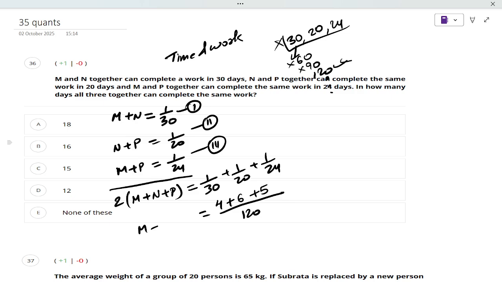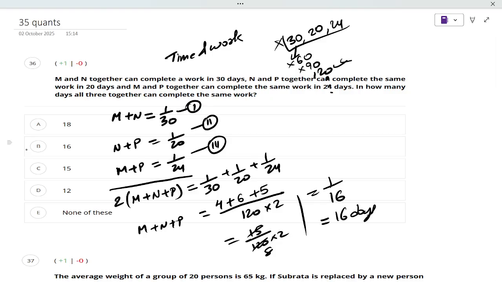So here M plus N plus B. Now if we kick this 2 to the right hand side, then this becomes division. Now are we getting 15 by 120 into 2? So 15 1 times, 15 8 times. Now are we getting 1 by 16? Yes. So M plus N plus B, 1 day work is 1 by 16. So they can finish the work in how many days? 16 days, right? The answer is B.